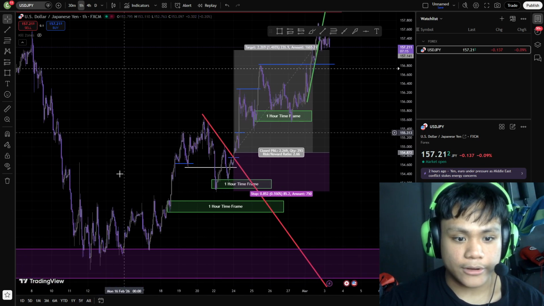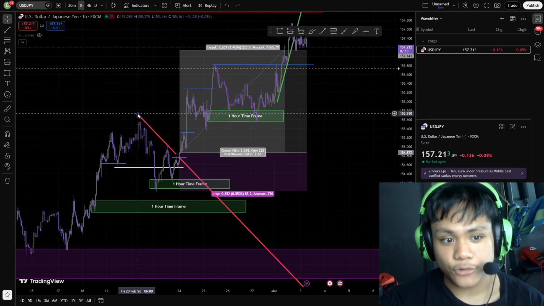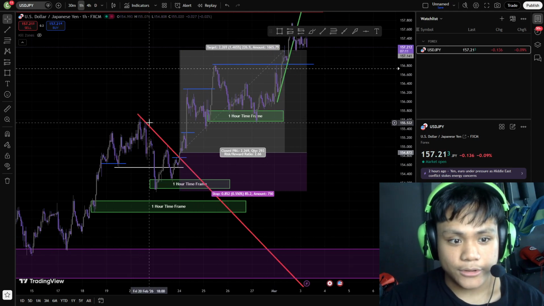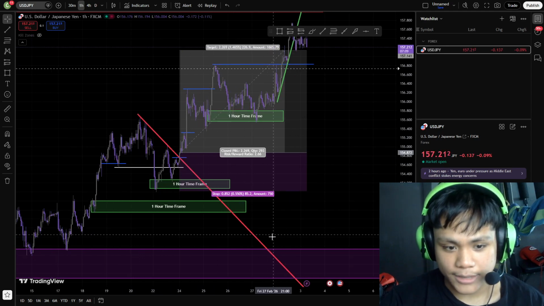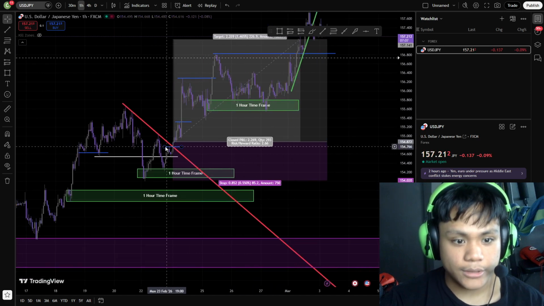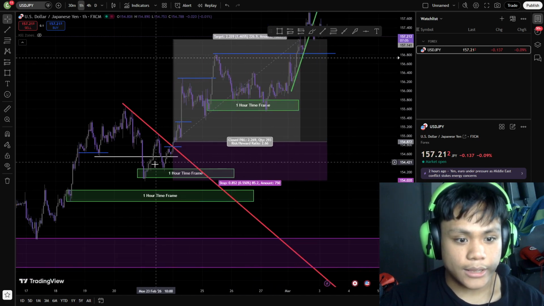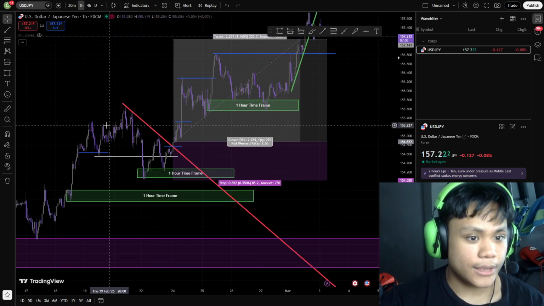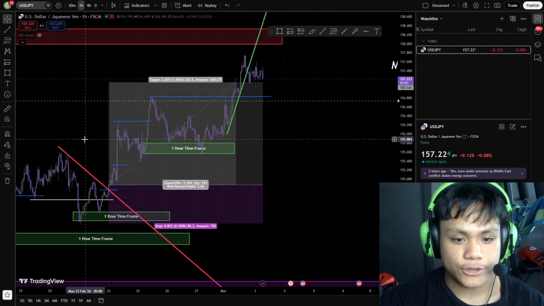Okay, so we put our area of alignment, liquidity sweep, then a trend line also, a downtrend line. We put that there. It broke. It also broke this one and hit our demand zone. And yeah, break of structure.